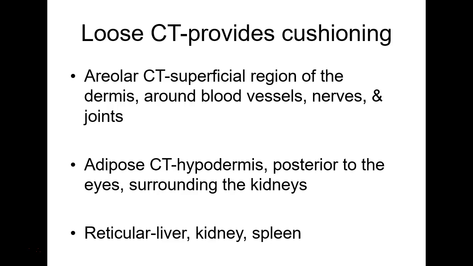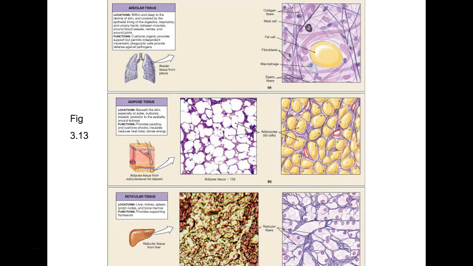Loose connective tissue provides cushioning. So we were talking about areolar, adipose, and reticular. So where's a good place to find areolar if it's not out of the lung? Yeah, it's in a lot of other places: dermis, around blood vessels, nerves and joints. Adipose, a lot of places: behind the eyes, around the kidneys, in the hypodermis under the skin, lots of places. Reticular: liver, kidney, spleen. If you dissolve all the cells out of there and leave behind the connective tissue, it'll mainly be reticular tissue.